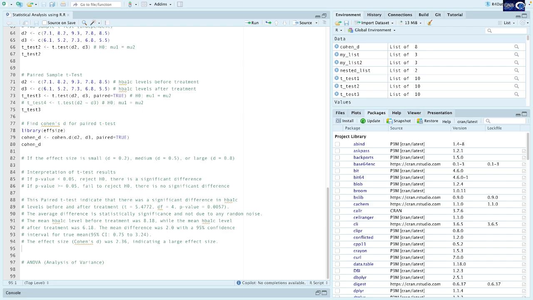Perfect. Now we will see how we can perform the ANOVA. So how we can perform the analysis of variance in R. Okay. So what is analysis of variance? Can anyone unmute and say what is analysis of variance? So what is your understanding of analysis of variance?